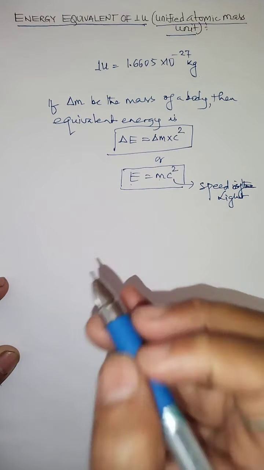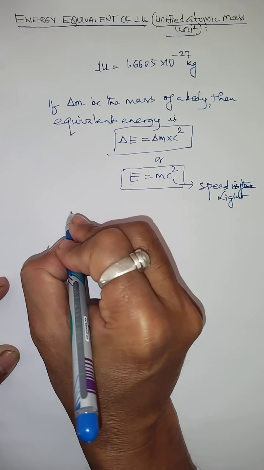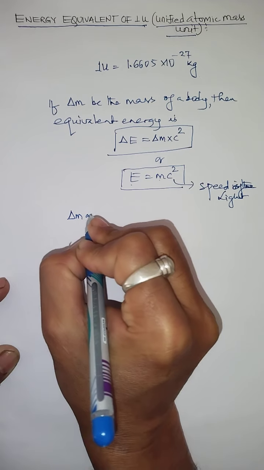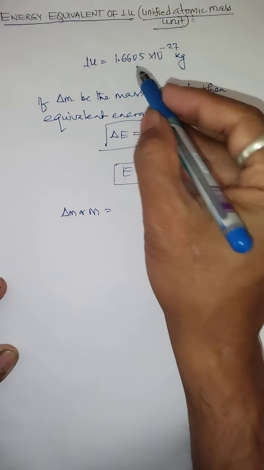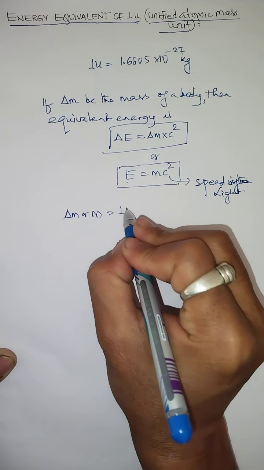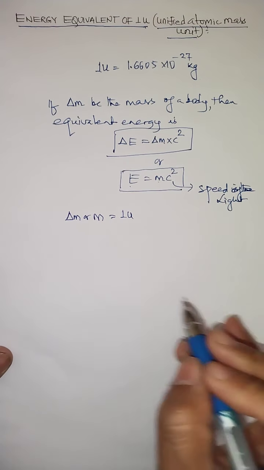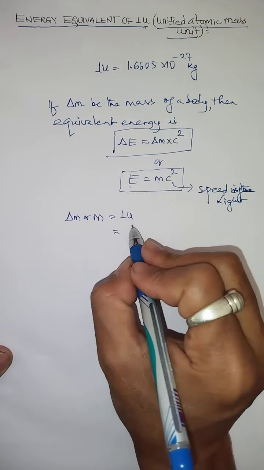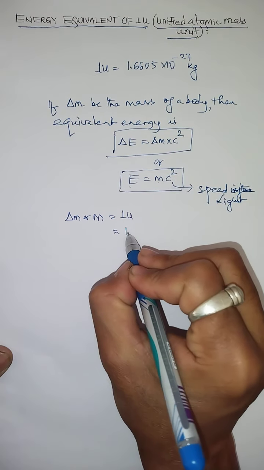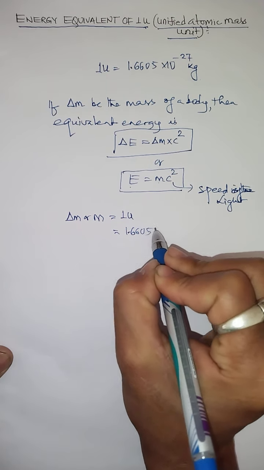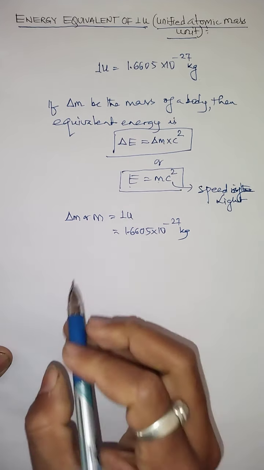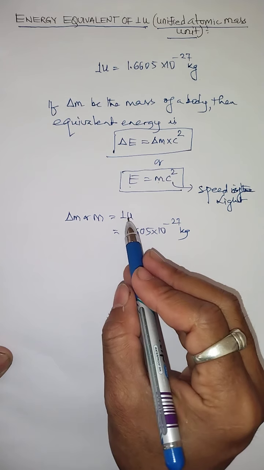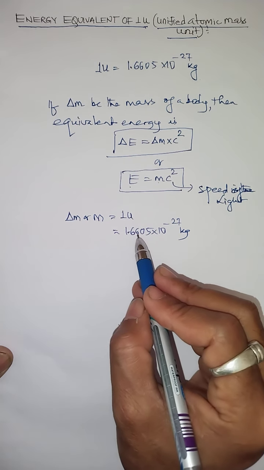Now, as for the calculation, delta m, let me take delta m or m, no problem. You can write delta m also or m also. It is how much? 1u. This 1u, but as I said, 1u equals how much in kg? So I write this in kg only, that is 1.6605 into 10 power minus 27 kg.